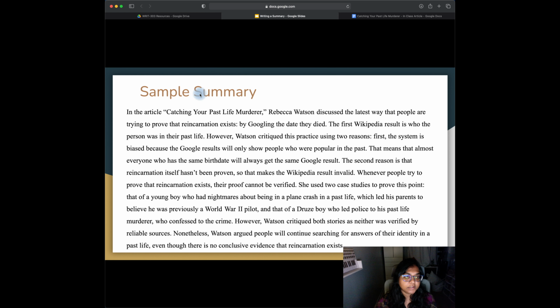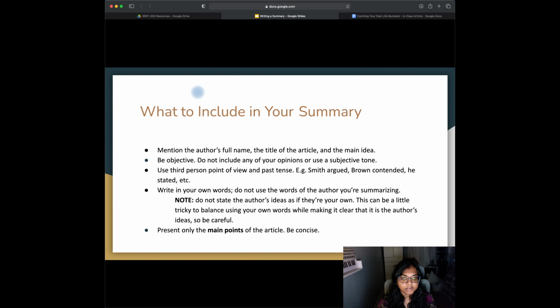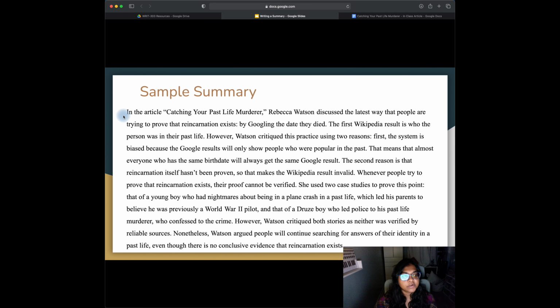And remember, when I was talking about what to include in your summary, the very first thing you want to include is the author's full name, the title of the article, and the main idea. So as you can see here, I said, in the article Catching Your Past Life Murderer, Rebecca Watson discussed the latest way that people are trying to prove that reincarnation exists by Googling the date that they died. So I included the title of the article, the author's name, and very briefly the main point or the general idea of the article.